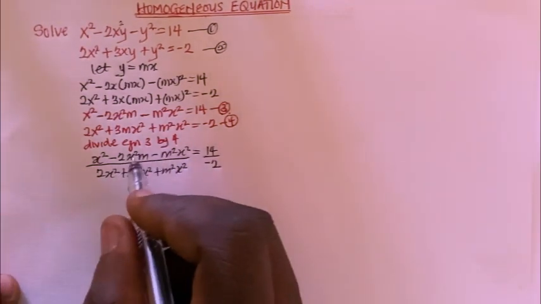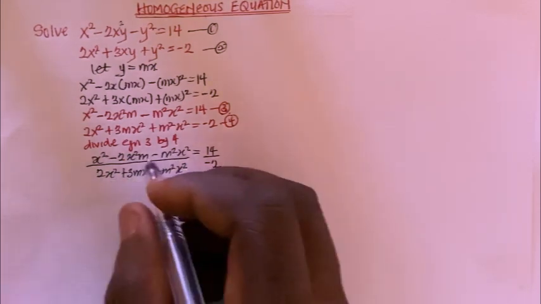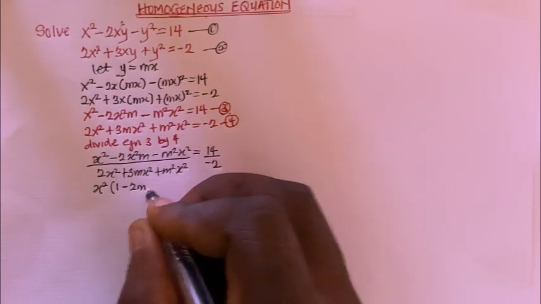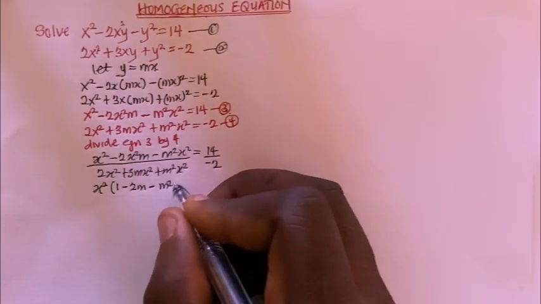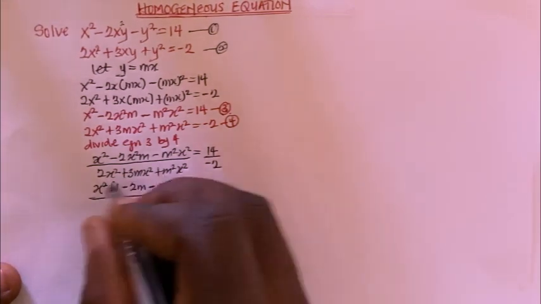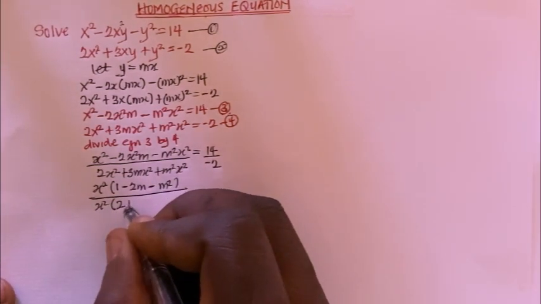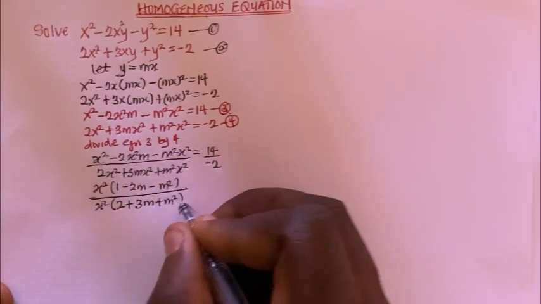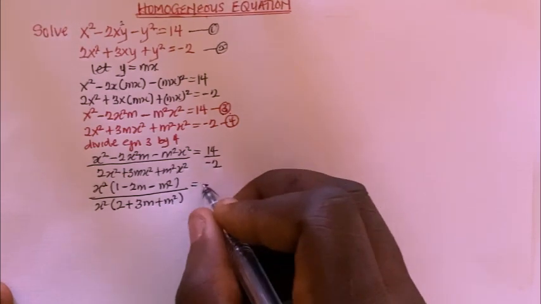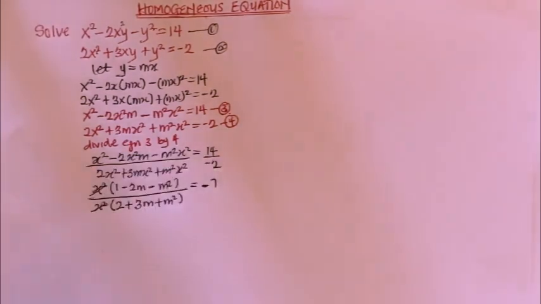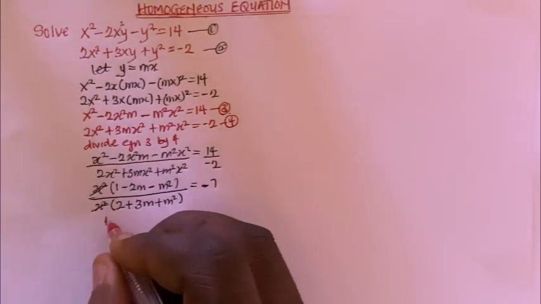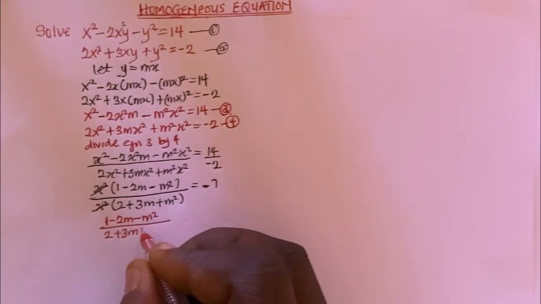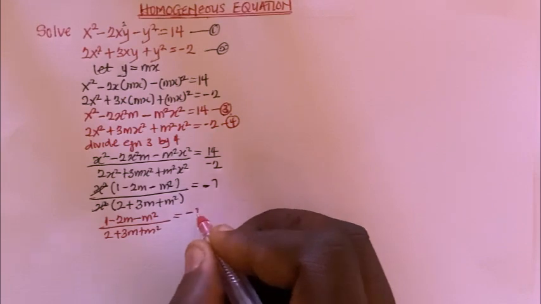But from this side, you can notice that x squared is common, so you can just factorize x squared. You're going to have x squared into bracket 1 minus 2m minus m squared, divided by, here also, you factorize x squared into bracket 2 plus 3m plus m squared, equals minus 7. So x squared is going to cancel. Then we're going to have 1 minus 2m minus m squared divided by 2 plus 3m plus m squared equals minus 7 divided by 1.